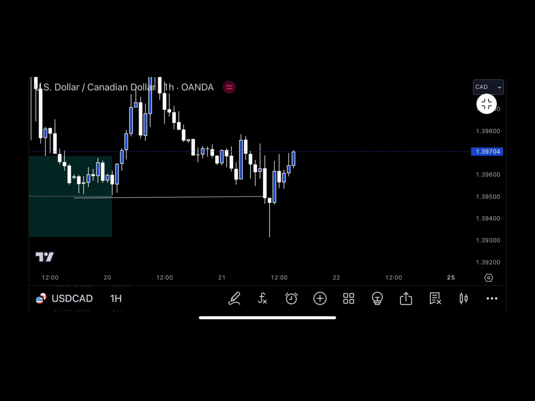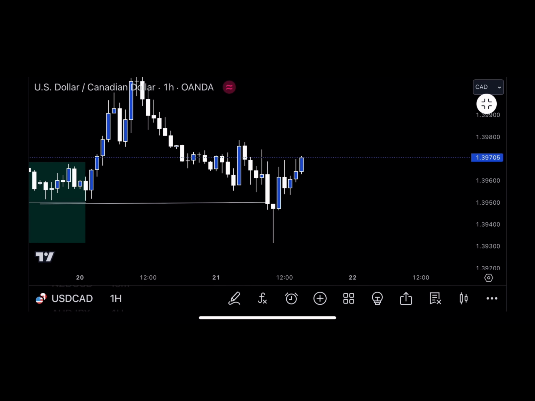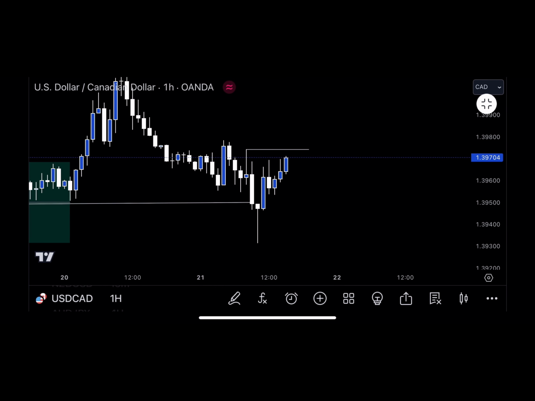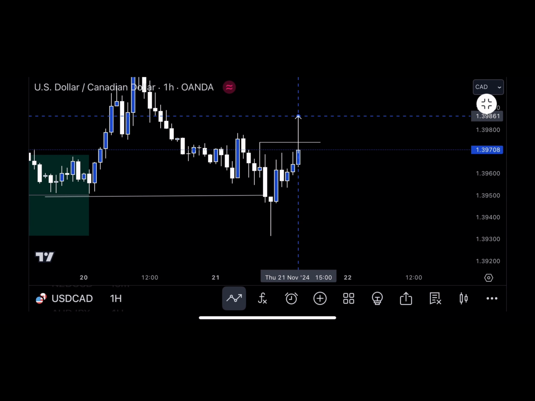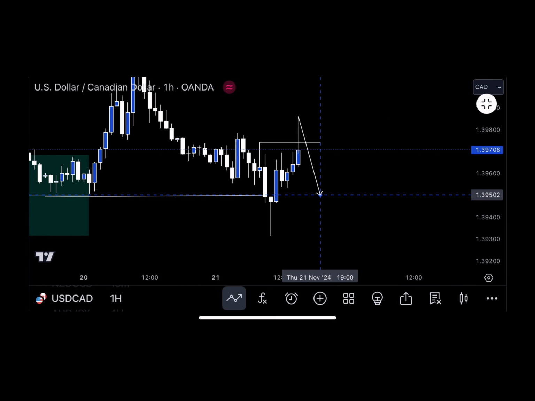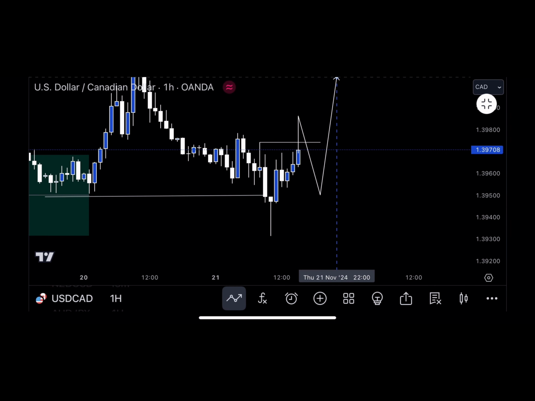As you can see, this is the leg that caused the liquidity sweep. This is the leg here. So I'm expecting market to close above it to show a clear sign of change of character. I want the market to close up here before coming down to this demand zone, so that we follow it up.